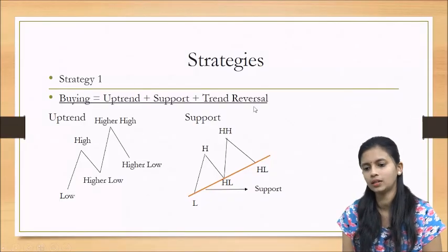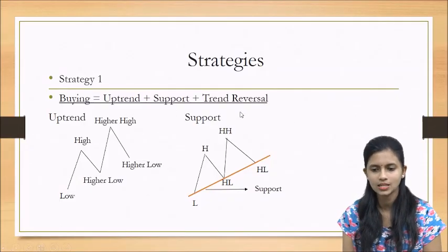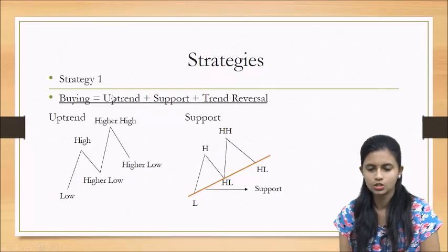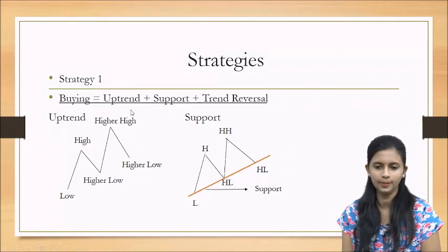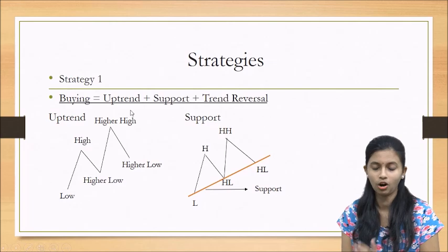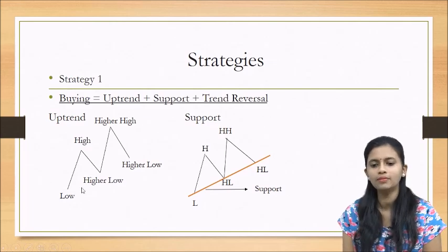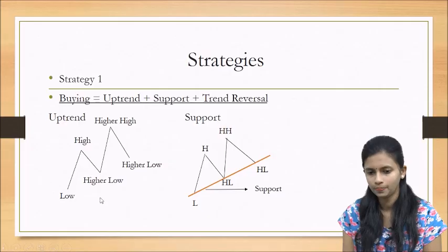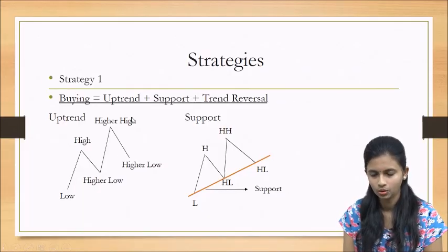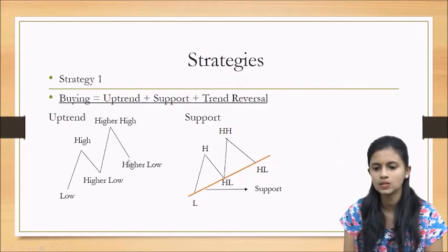Now let's break this down into three parts and see one by one. For a buying opportunity, first of all, there should be a bullish trend or an uptrend. So when will you confirm it is an uptrend? Only when you get a low, a high, then a higher low, then a higher high. After that another higher low is to be formed. Then this is an uptrend.